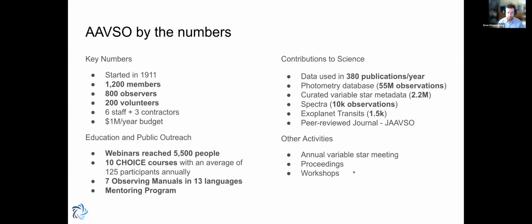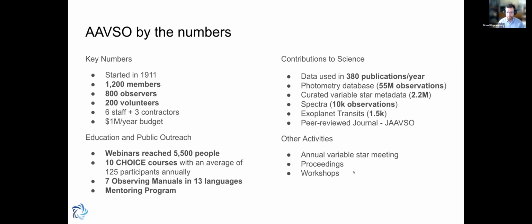And one of AAVSO's most attractive things is that we also have a mentorship program. Once you become a member and you're trying to learn how to do variable star astronomy, we can assign a mentor to you, and they can help you by answering the various questions that you have.